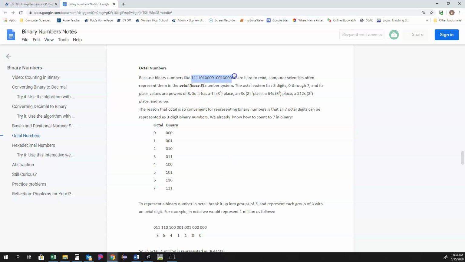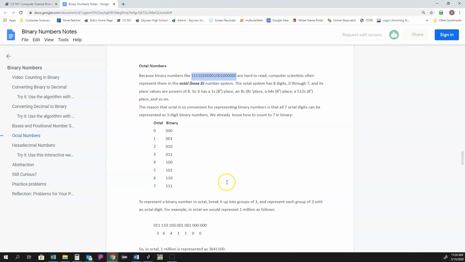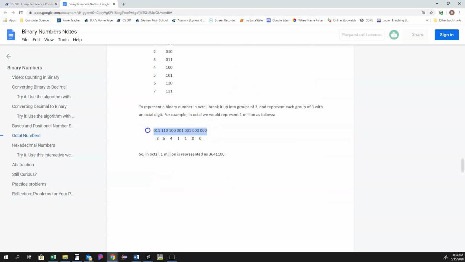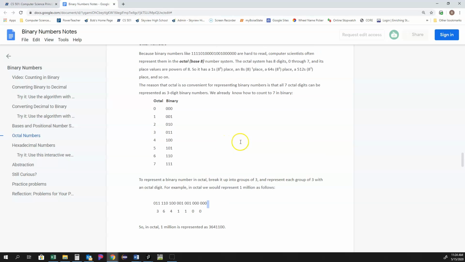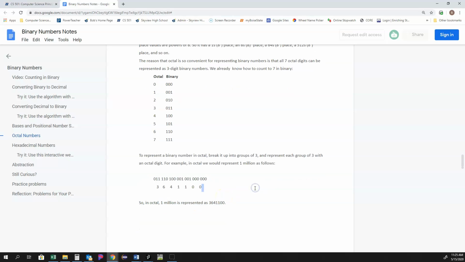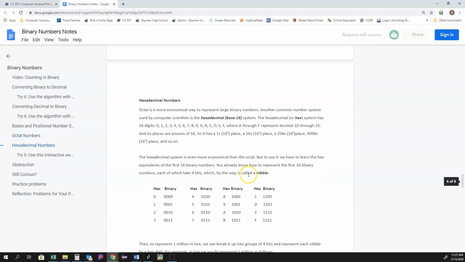So for instance, here is the number 1 million. If I were to break those into chunks of 3, it would look like this. This is that same value there. So I take my binary number, break them into chunks of 3, and then assign an octal value for them. So 000 is 0. Same thing here, 001, we find that the octal value is 1. Same here, 100, I look down here, 100, that's 4. 110 is 6, and 011 is 3. So 1 million in octal is represented as 3,641,100.